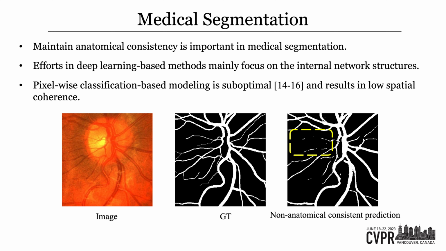Maintaining anatomical consistency in medical segmentation is important, as minor geometric errors may change the global topology and cause functional mistakes in decision-making. A typical segmentation network models the problem as a pixel-wise classification task and uses a segmentation mask as the only label. Yet, this pixel-wise modeling scheme is suboptimal and may result in low spatial coherence in their prediction and lead to topological issues in medical data.